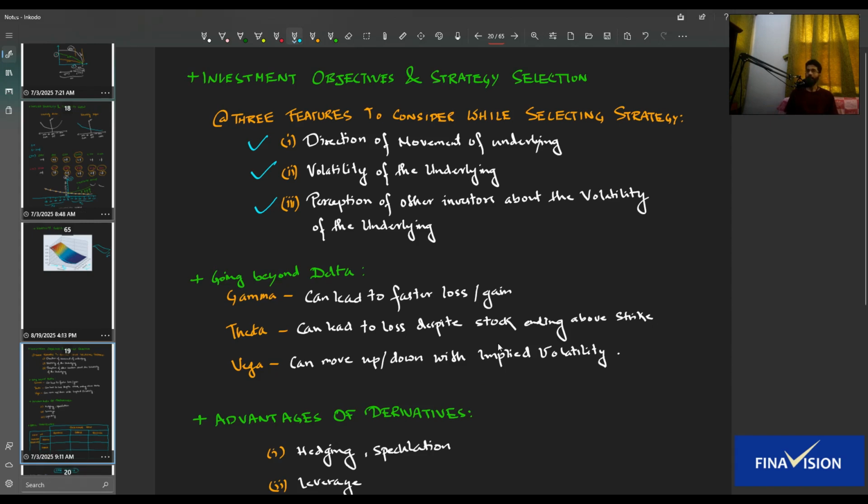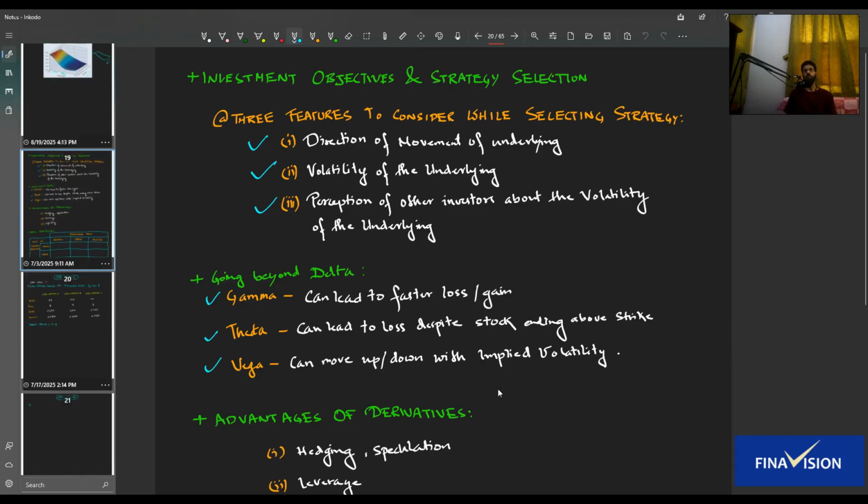But beyond that, there are second degree derivatives also, like gamma, and there are other Greeks also, like theta and vega, which determine the profitability of an option. A large amount of volatility can impact the vega, which can itself change the value of the option. Theta also can change the value of the option and can lead to losses despite the stock ending above the strike price. Why? Because the impact of time on options is always negative.